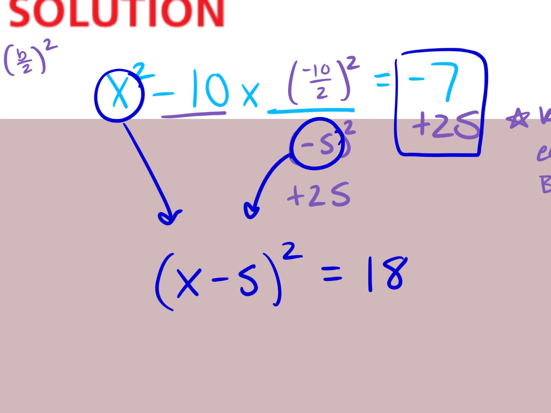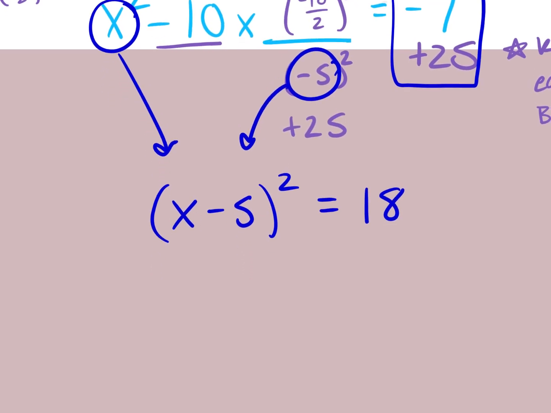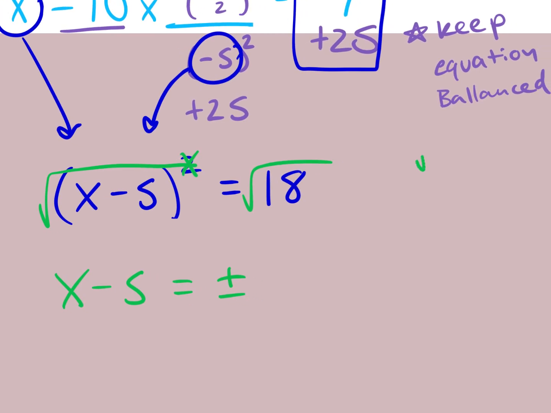So now this looks exactly like the questions we had in example 1. What would I do next to solve? Square root both sides. Square root to cancel out with the squared. So we have x minus 5 is equal to what? Plus or minus. And let's see if we can simplify the square root of 18. What are 2 factors of 18? 2 and 9. 6 and 3. 2 and 9 would work too. You'll end up with the same thing.